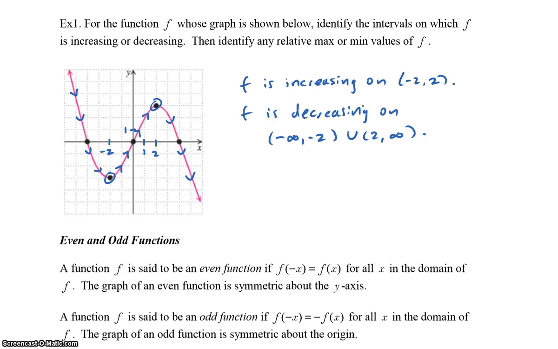Now, what about relative max or min points? Well, those are usually associated with turning points of the graph, and you see there are two turning points. Let's write those turning points as ordered pairs. One of them is here at the point 2, 3. And then there's another one down here at -2. Let me see if I can't erase that.